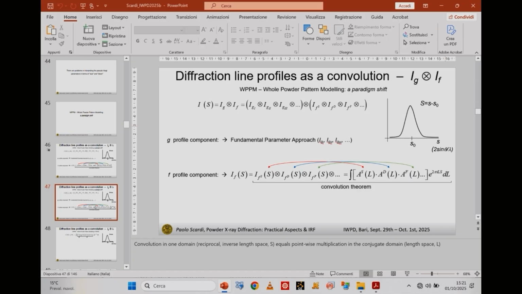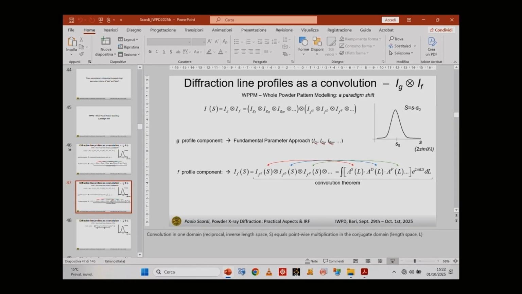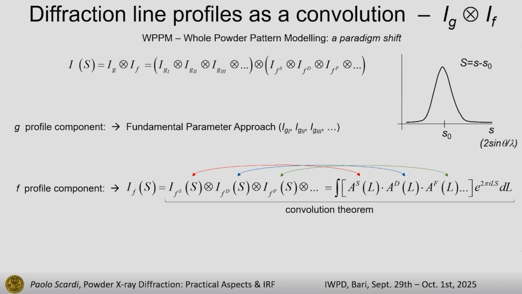Okay, so the sentence at the bottom, for those of you who can read it: convolution in one domain, reciprocal inverse length space, reciprocal space, equals pointwise multiplication in the conjugate domain, which is the space of real lengths. So this is the basis of the method. So as I was saying in the morning before lunch, this is the trick, that the convolution of the effects from the size of the crystal, from the dislocation, from faults, from whatever you have in your microstructure, can be turned into a multiplication of Fourier transforms.